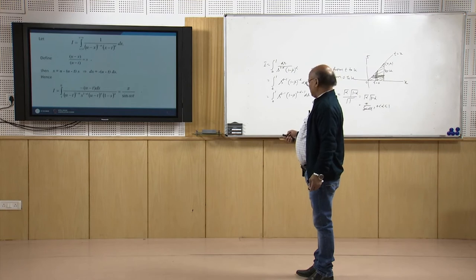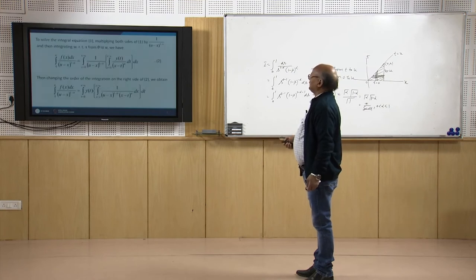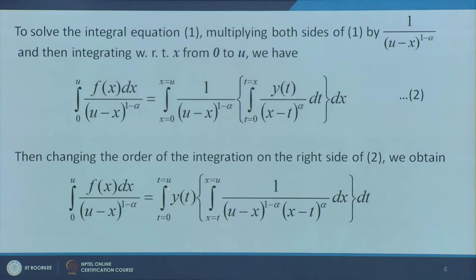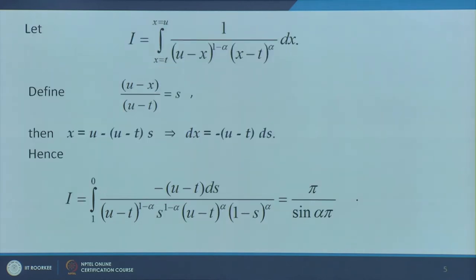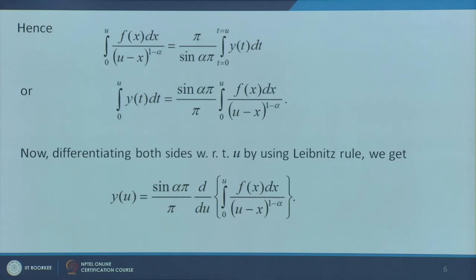Let us put this value here, then the right hand side becomes the integral from 0 to u of pi over sin alpha pi times phi(t) dt. So, we can take pi over sin alpha pi to the other side. What we get is that the integral from 0 to u of phi(t) dt becomes sin alpha pi over pi times the integral from 0 to u of f(x) dx over (u minus x) to the power 1 minus alpha.